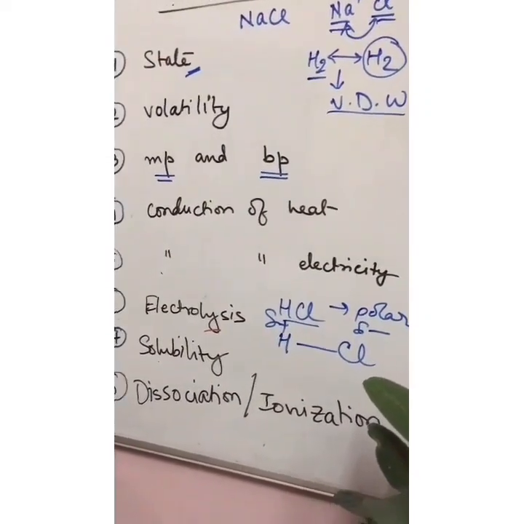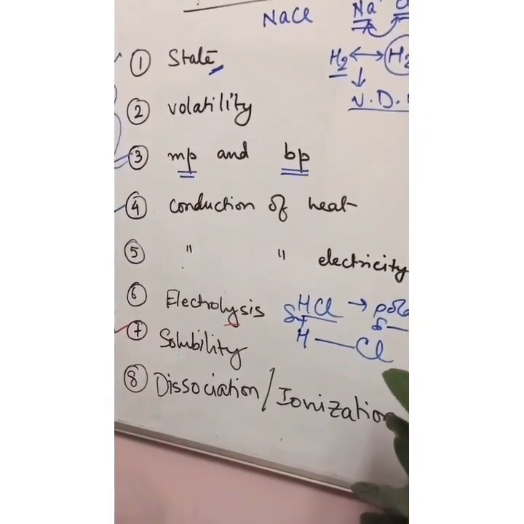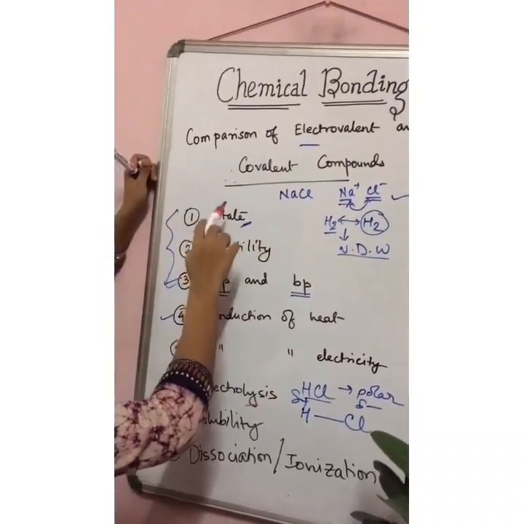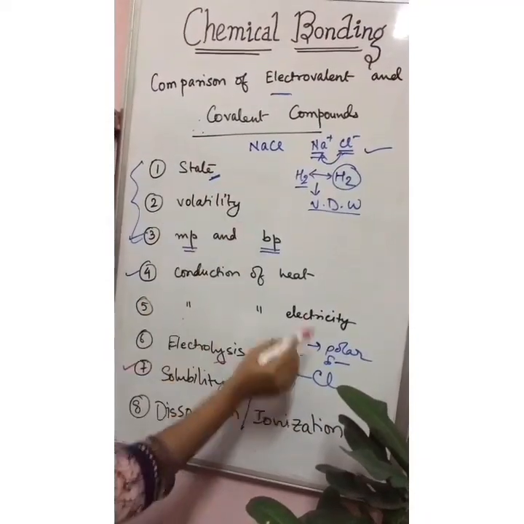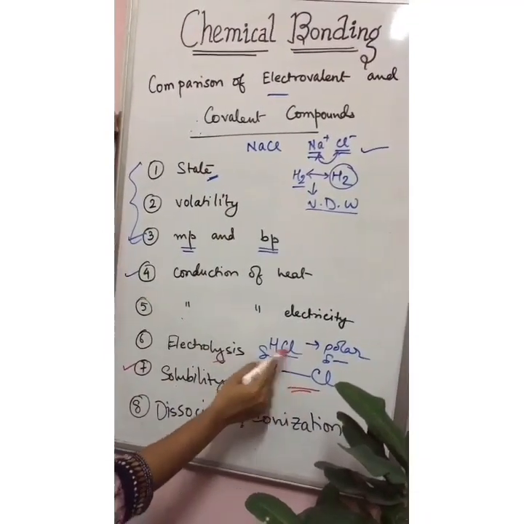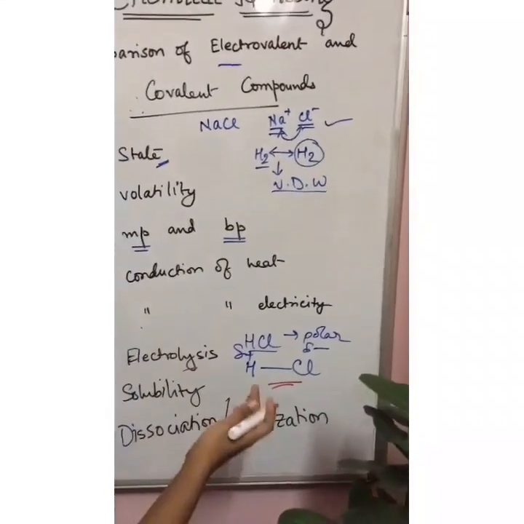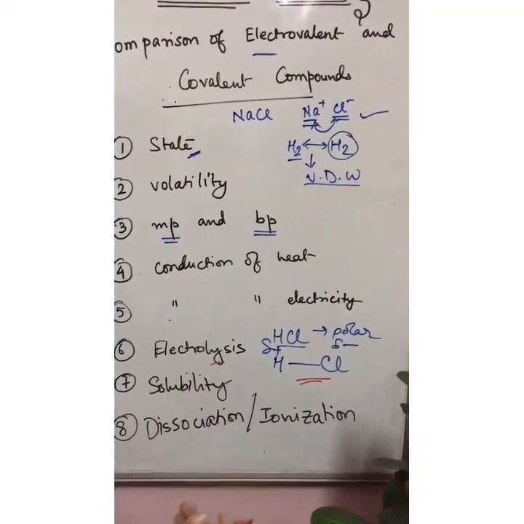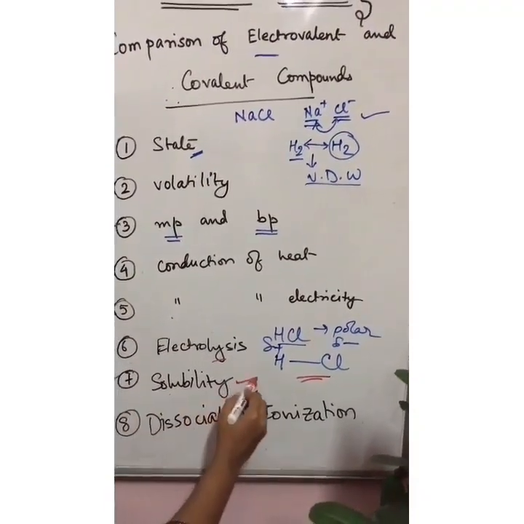The seventh point is solubility. Electrovalent compounds, because they are polar in nature, are soluble in polar solvents and insoluble in non-polar solvents. But covalent compounds, because they are non-polar in nature, are soluble in non-polar solvents. But polar covalent compounds like HCl are also soluble in water. So if a molecule is polar, it is soluble in polar solvents. An example of a polar solvent is water; an example of a non-polar solvent is benzene. Okay, so this point is clear.